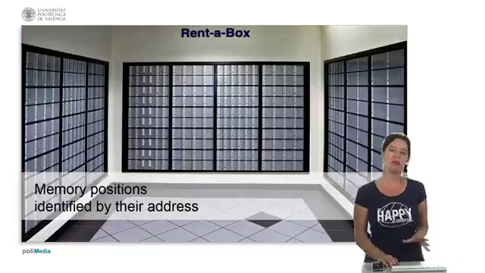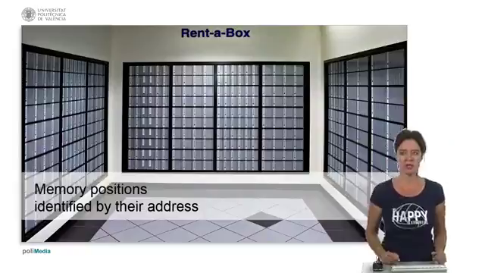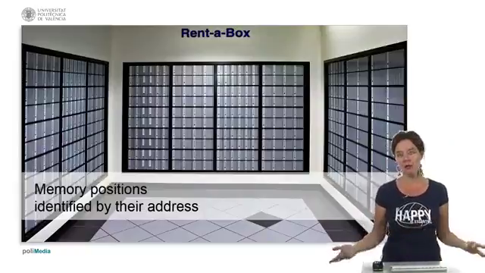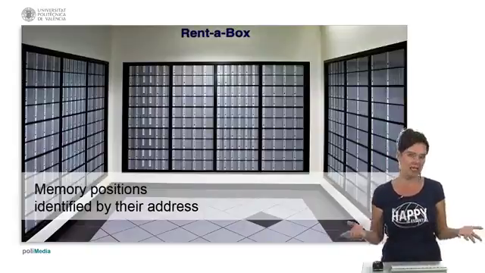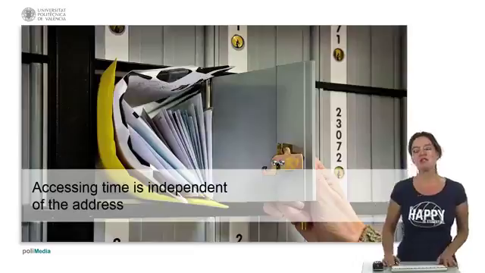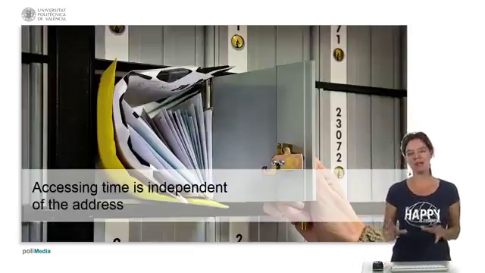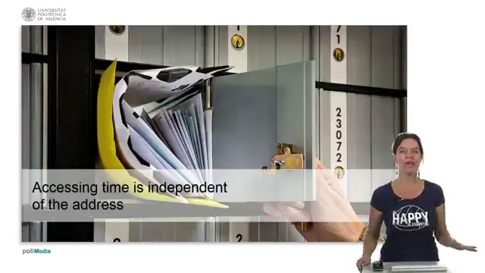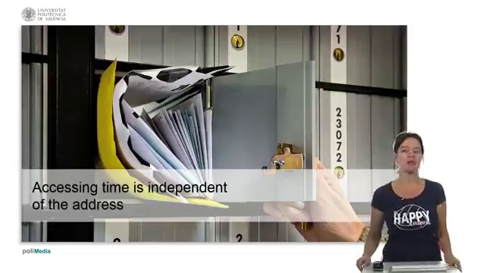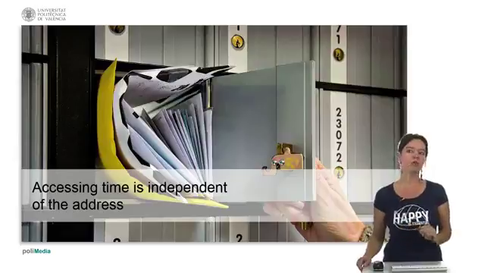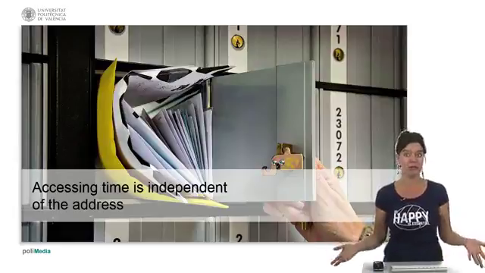The positions of the memory are like postal boxes. Each one of them is identified by a number and contains a sequence of binary digits, which is called a word, and this is of a fixed length. The access time to any memory location is the same, independent of the address. This is why it's called random access memory, because it takes the same time to retrieve the information from any random address.